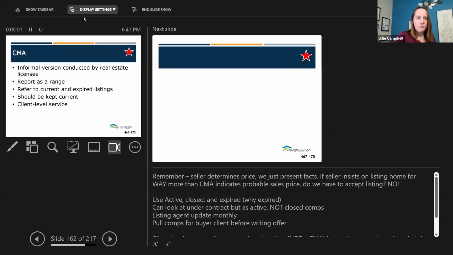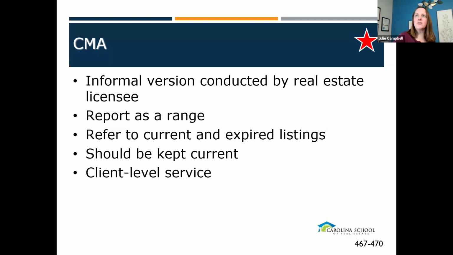The CMA is what we do. And again, it's awfully similar. The difference is value versus that probable sales price. And I'd say there's more information on our CMA because the appraiser doesn't study current listings. The appraiser doesn't study expired listings. But again, that kind of helps us have these conversations with the seller.